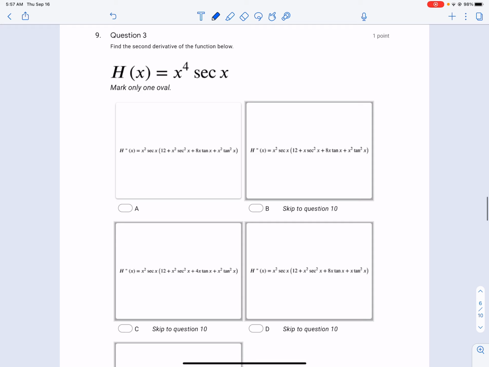Here's 3. So the second derivative. So just make sure you guys read. h prime of x is equal to secant of x times 4x cubed plus x to the 4th secant x tangent x. So h prime of x is equal to 4x cubed secant of x, plus x to the 4th secant x tangent x.